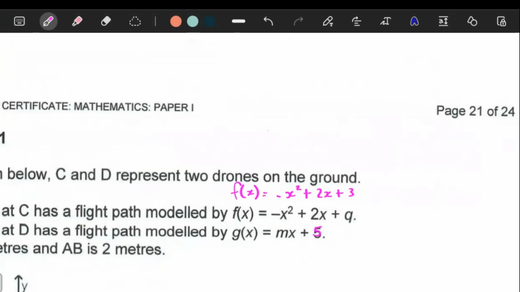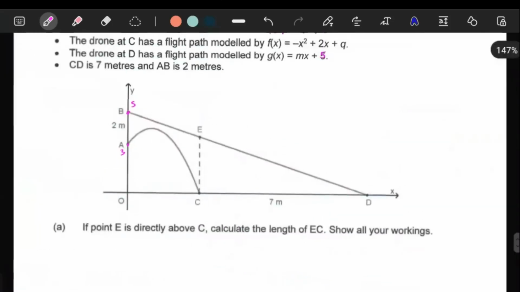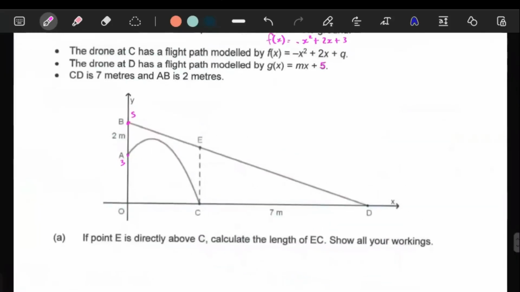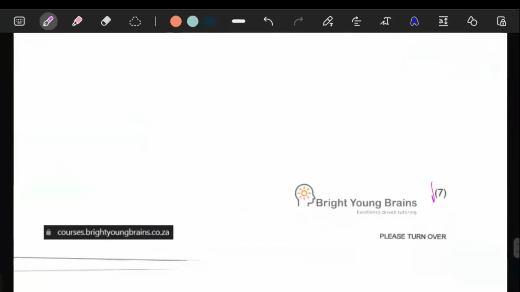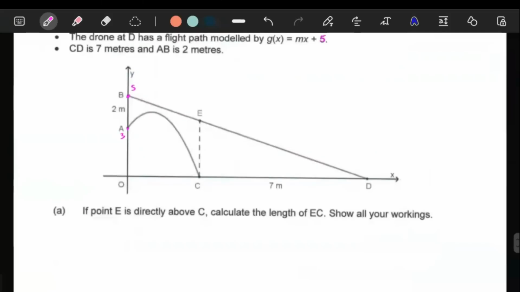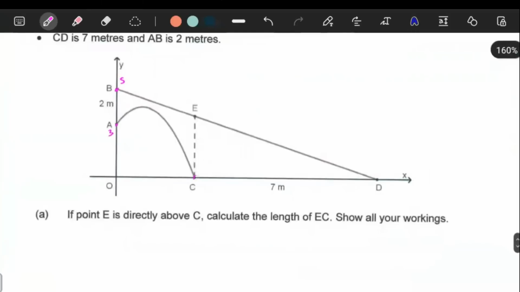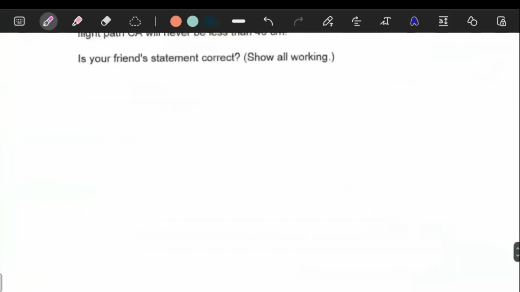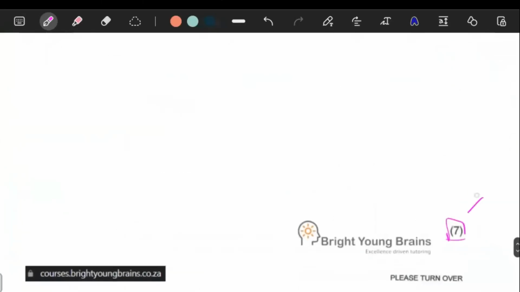So carrying on from here, it says, if point E is directly above C, calculate the length of EC. Show all workings. Let's check. 7 marks. Yes, see? They're not playing games. But anyways, this is not a difficult question because this is the x-intercept of your parabola. Remember, with your IEB papers, the only thing is they're just a lot of marks all at the same time, but they're not difficult papers, in my opinion.